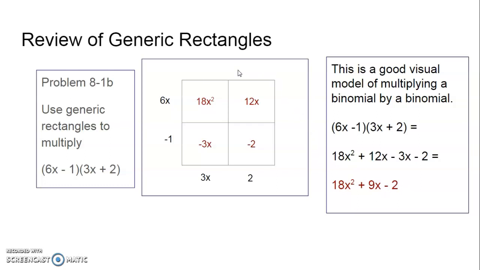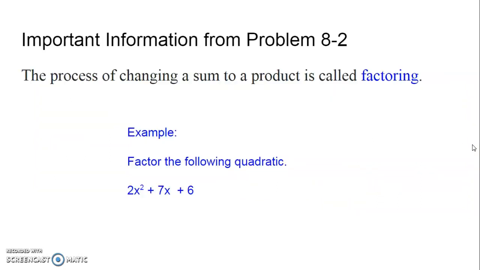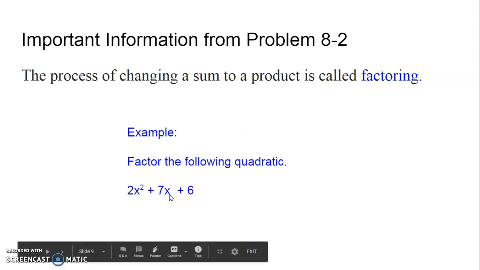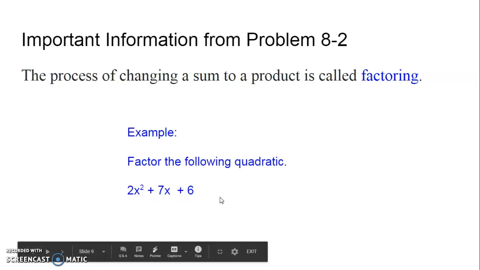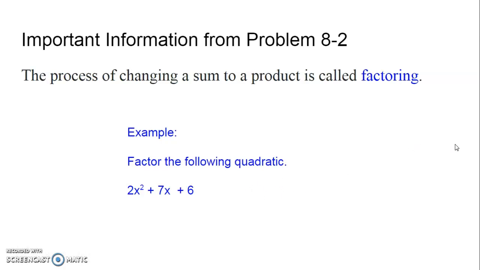We just needed to do a review of generic rectangles because these are also going to be coming up as we factor quadratics. So that was problem 8.1. Here's some of the important information from problem 8.2, and that is the process of changing a sum to a product is called factoring. For example, this quadratic is written as a sum. If we say you need to factor it, then you need to write it as a product. So we're looking for its factors.